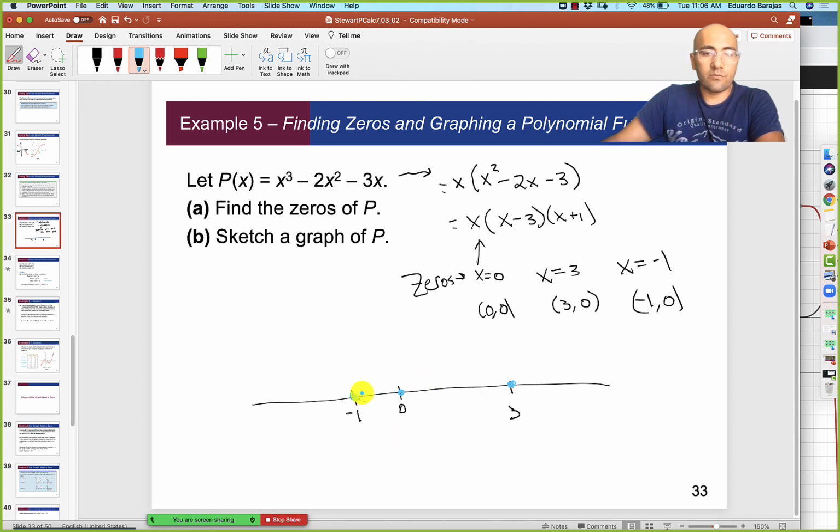We also know that the graph is smooth and continuous, which means that whatever this does, it's not going to do a weird sharp thing like this. It's going to do some sort of a smooth, curvy thing. And most of the time what it does is the easiest thing. It's just going to do a simple curve.